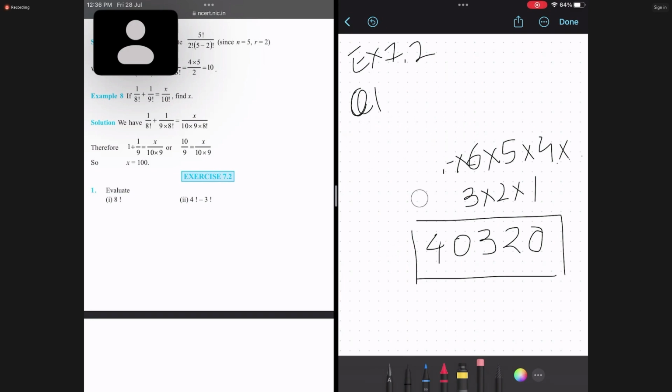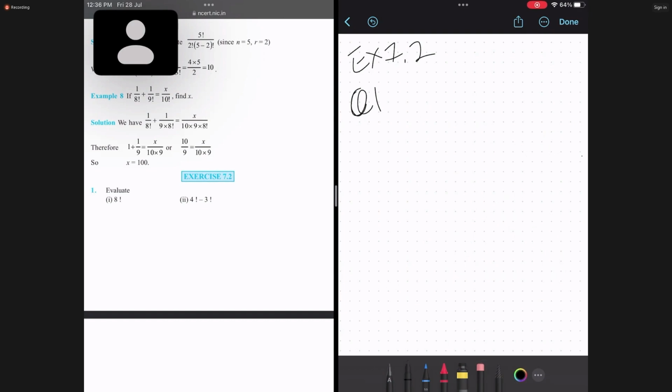Moving on to the second part of the question. Second part is 4 factorial minus 3 factorial, and you have to evaluate this. So when you are approaching such questions, or for that matter, any of the questions that involve factorials or permutations or combinations, try to figure out if there is something that you could take out of all the operands that you have in the question, right?